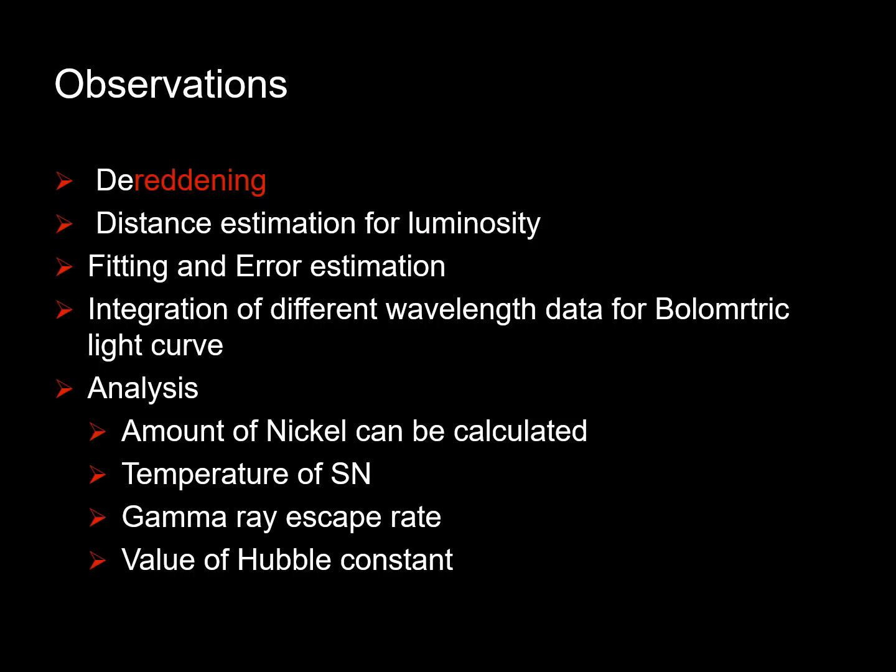To obtain a volumetric light curve, we integrate the observations in different wavelengths, and by analyzing the light curve, we can get various information about the supernova from it. We can get the amount of nickel, the temperature of the supernova, and also the gamma ray escape rate. And from the type 1a supernova, we can precisely calculate the value of the Hubble constant. The observation of type 1a supernova light curves was part of the 2011 Nobel Prize.